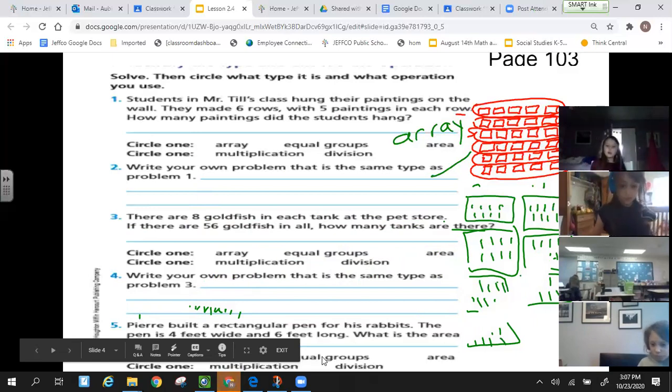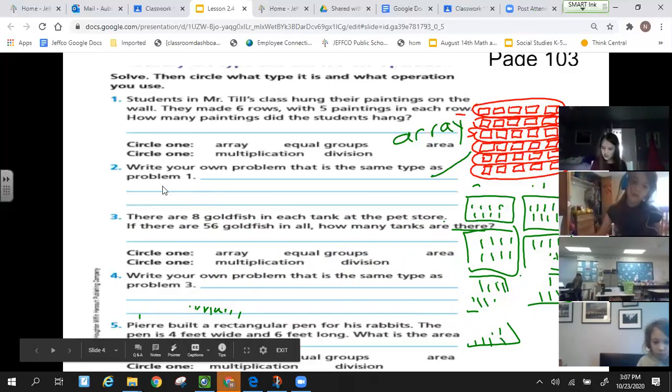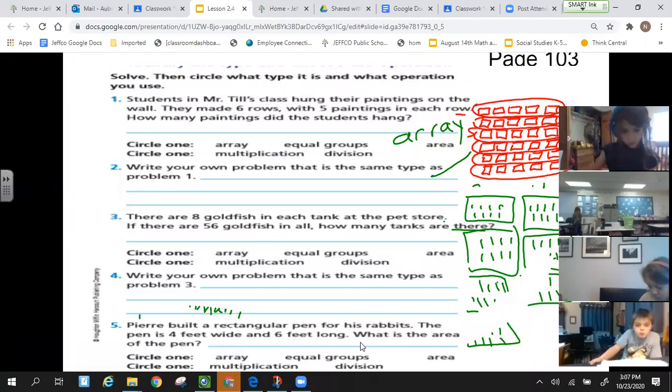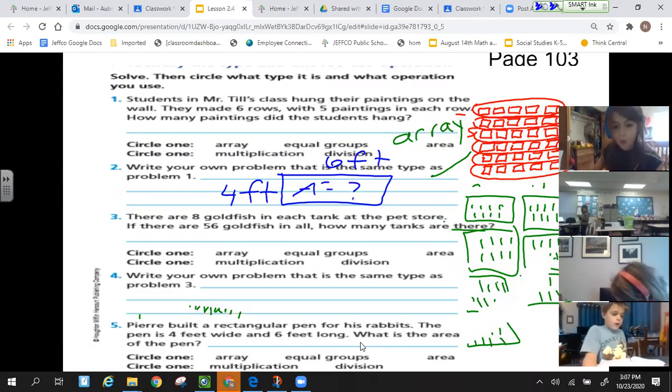Pierre built a rectangular pen for his rabbits. I need you to visualize this. The pen is 4 feet wide and 6 feet long. What is the area of the pen? I'm gonna draw a picture. Here's my pen for the rabbits. I have 6 feet here and 4 feet here. I want to know the area of the pen. How am I going to do that? Am I going to multiply or divide?